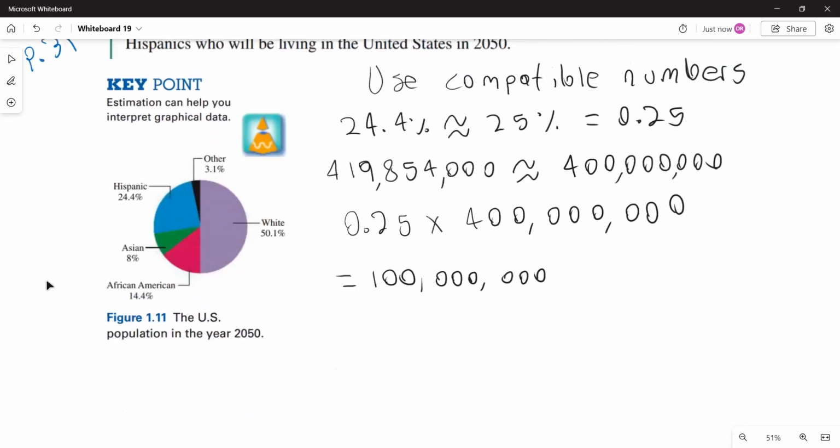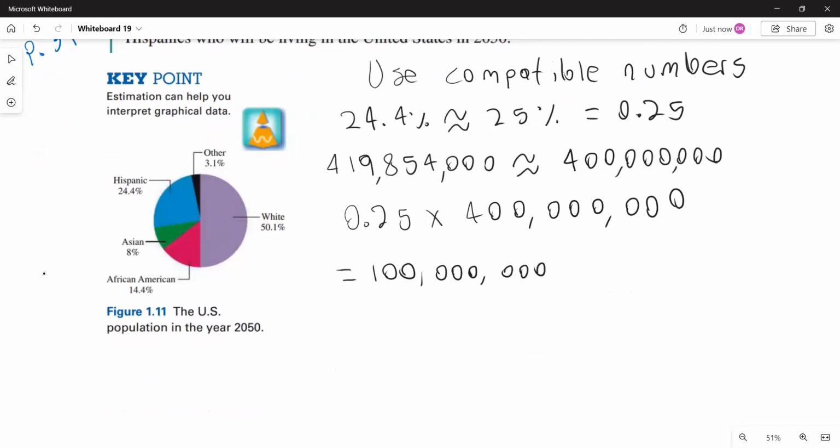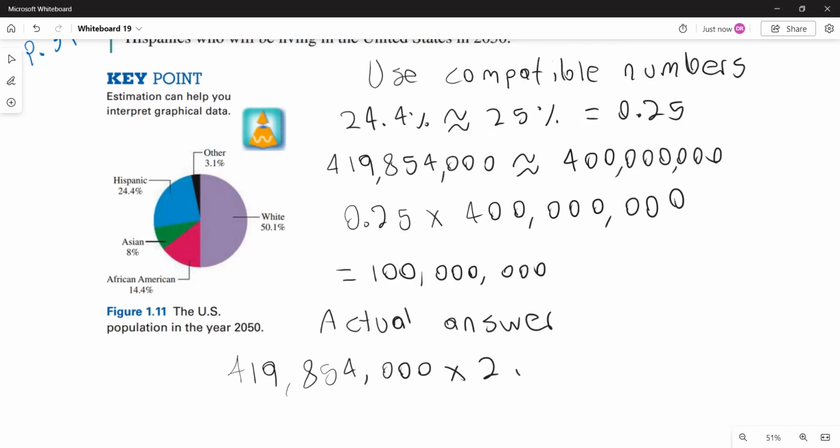The actual answer is going to be, well, that's still an estimate. Those numbers are projections of the population, but if you want to get a more accurate answer, that's 419,854,000 and 24.4% of that. And that is going to be 102,444,376 people.